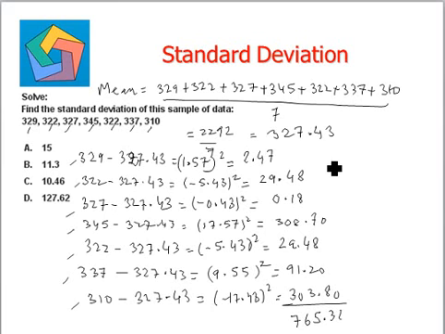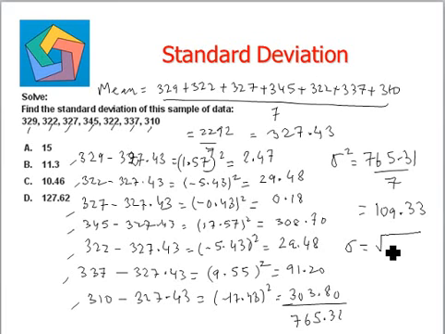Now we'll find the variance, that is sigma squared, that is 765.31 divided by the count. So when 765.31 is divided by 7, we get 109.33, and standard deviation sigma is the square root of the variance, and when this number is square rooted our answer is 10.46. This is the final answer, which can be seen in option C. Let's move on to the next question.